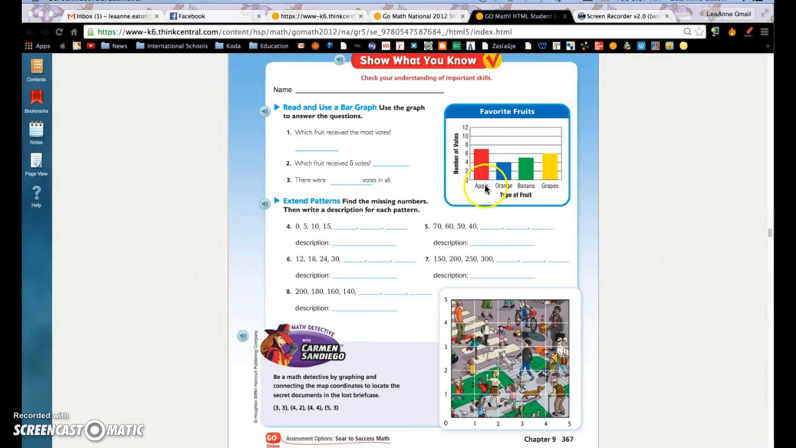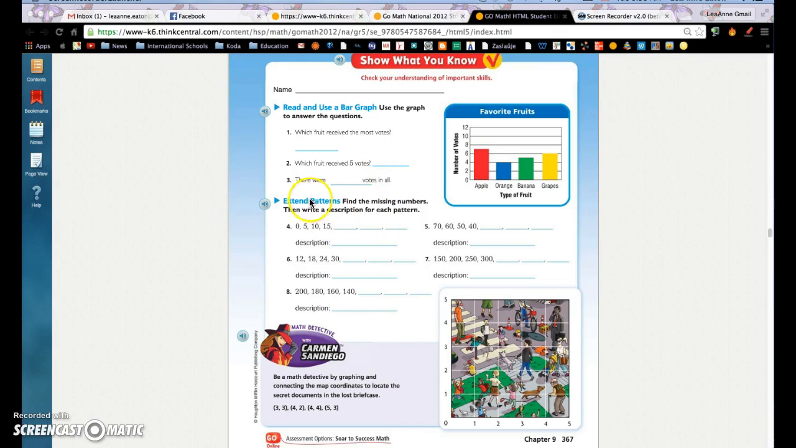And then the last question with this bar graph is, there were blank votes in all. What that means is we have to add up all the votes. So apple had 7, orange had 4, banana had 5, and grapes had 6, so we have to add those up. So 7 plus 4 is 11. 11 plus 5 is 16. 16 plus 6 is 22. So there were 22 votes in all.